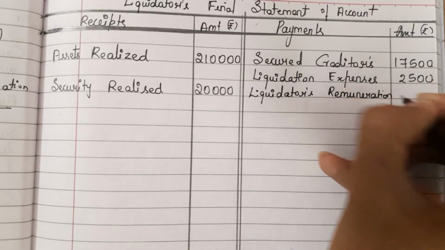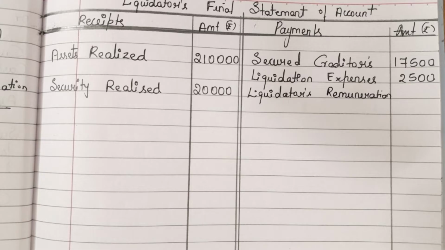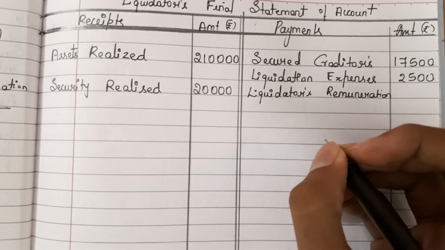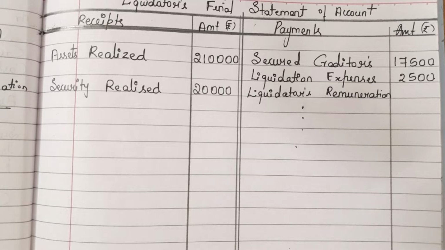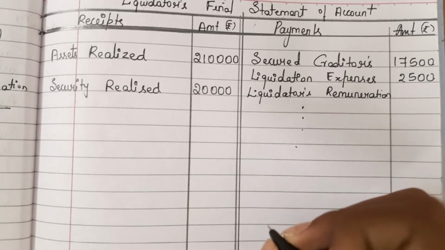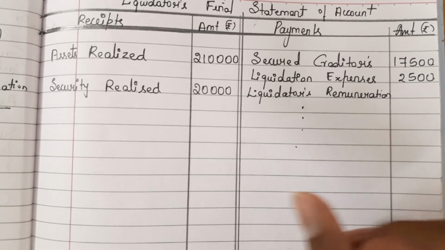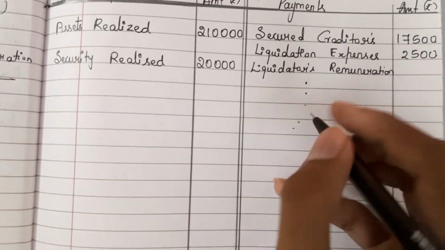Now, liquidator's remuneration is 3% on the amount paid to unsecured creditors. So let me leave a 2-3 lines gap, because unsecured creditors include even preferential creditors also. First let me pay out the preferential creditors as well as unsecured creditors. So I have left 3 lines. So leave a 3 lines gap.